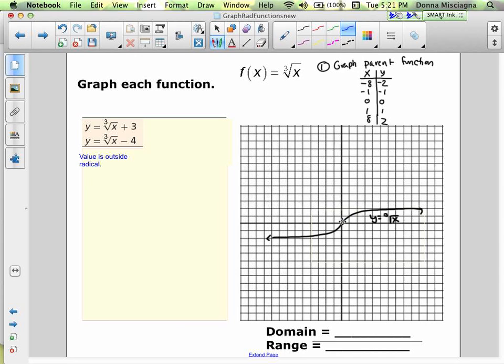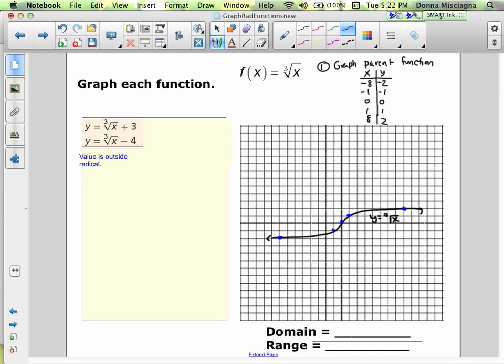Those are all, so the -8, the -1, the 0, 1, and 8, they're all perfect cubes. And we have -1, -1, and 8, 2. All right, so you want to graph those points.